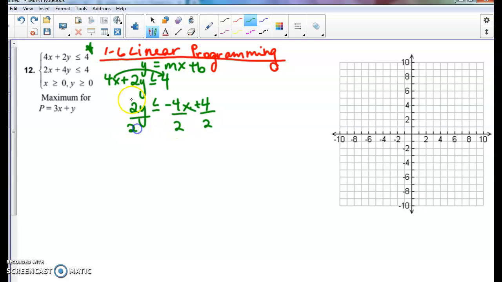2, 2. The 2's cancel. Y is less than or equal to, because we divide by a positive, so we do not flip the sign. Negative 4 divided by 2 is negative 2x. 4 divided by 2 is positive 2. So the slope is going to be a negative 2 over 1, because it's always the number beside your x. And we're going to begin at 0, 2, the number here by itself with no variable.